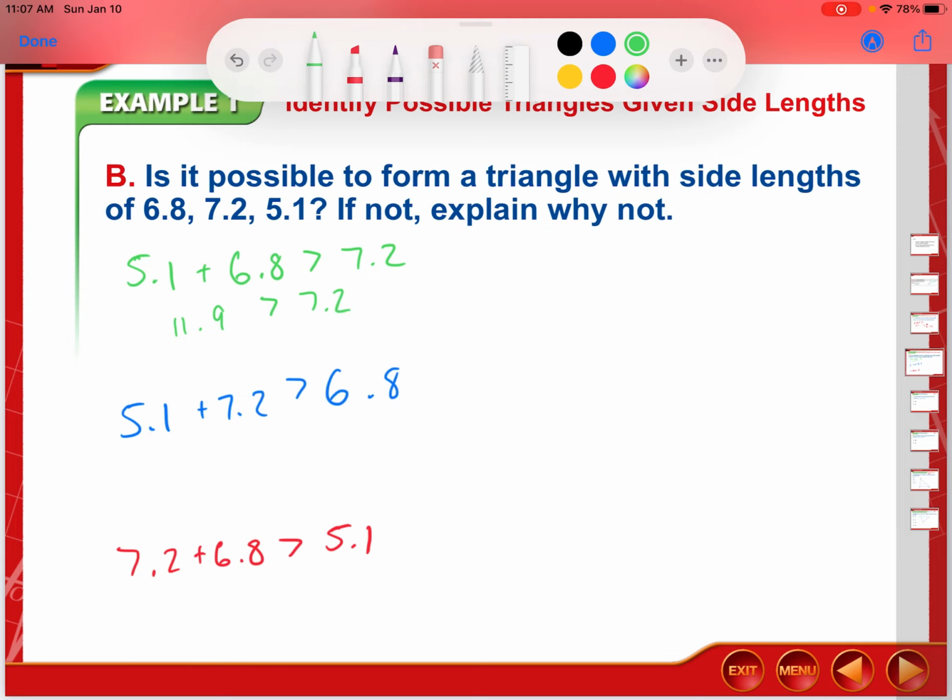So right off the bat, we can simplify each of these. 11.9 is greater than 7.2. That is true. Check. Second one, we get 12.3 on the left-hand side, and that is greater than 6.8. That is true. And really, 6.8's smaller than 7.2, so of course 7.2 plus 5.1 is going to be bigger than 6.8. And then finally, 7.2 plus 6.8 is greater than 5.1. Each of those by themselves is bigger than 5.1, so of course it's going to work, but just to be tried and true, 14 is in fact greater than 5.1, so check.